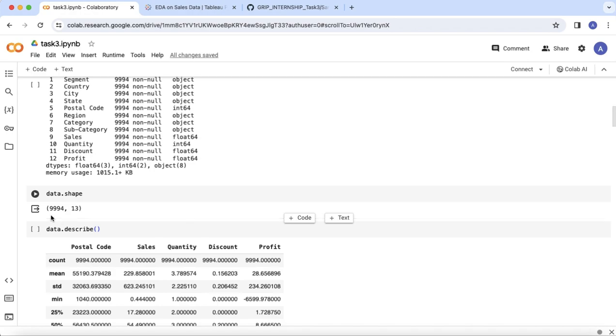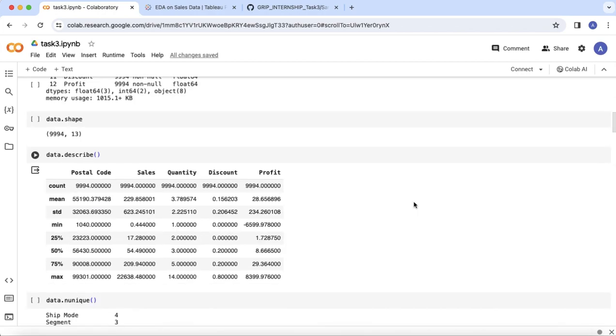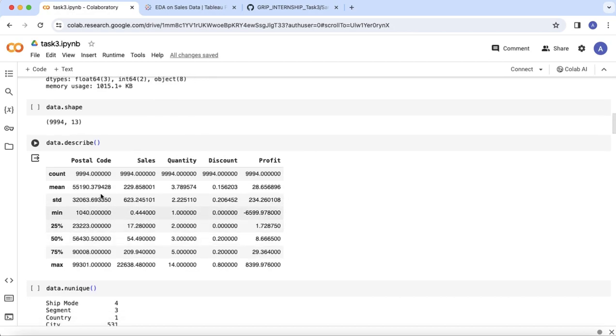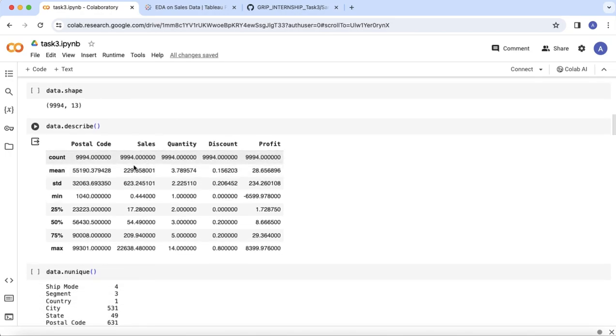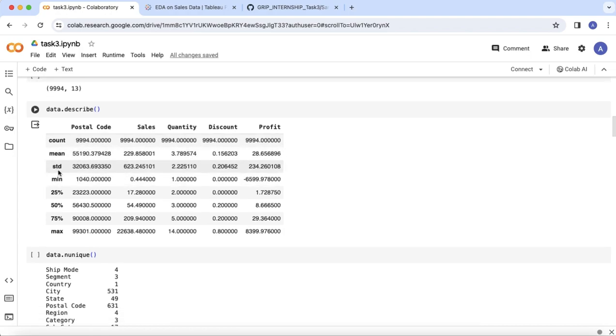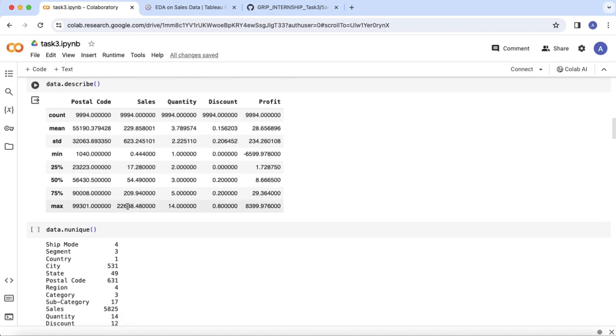Our data is of this particular shape, or dimensions. We have 13 features or columns and 9,994 rows each. Using describe on this dataset, we can understand all the numerical values. That is, we get the count of all the numerical values that we have in our dataset, for example, sales, quantity, discount, profit, etc. Their mean, the standard deviation, the minimum value, 25th percentile, etc.